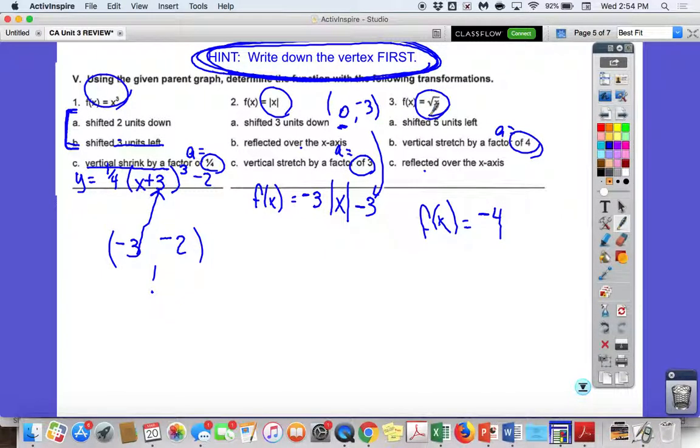I'm doing the square root of x. The only thing it told me was 5 units to the left, so my little vertex is going to be -5 and 0. So the -5 goes inside with the x, and you change the sign. There's nothing on the outside for the 0. So that's our function.